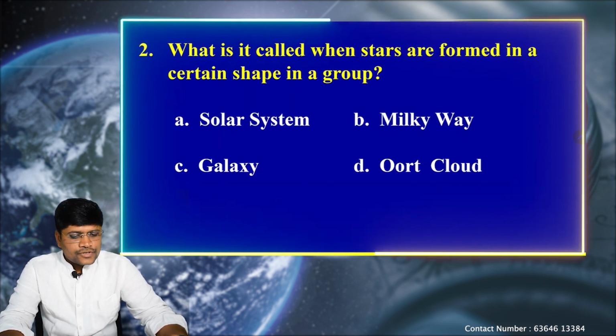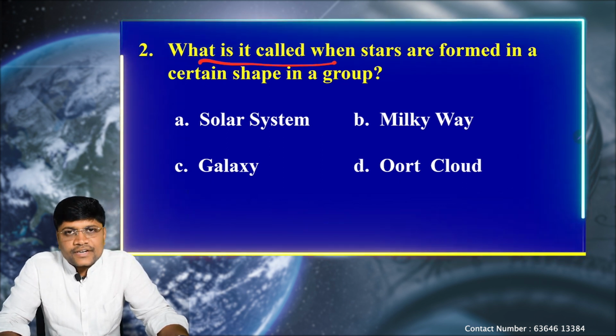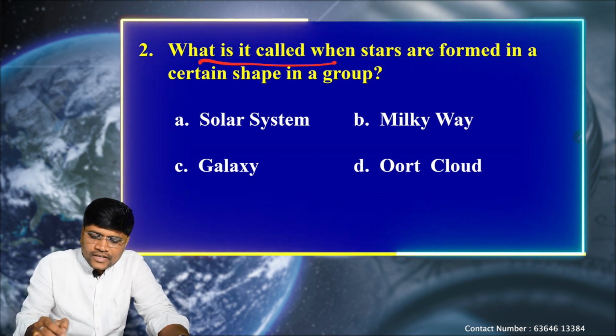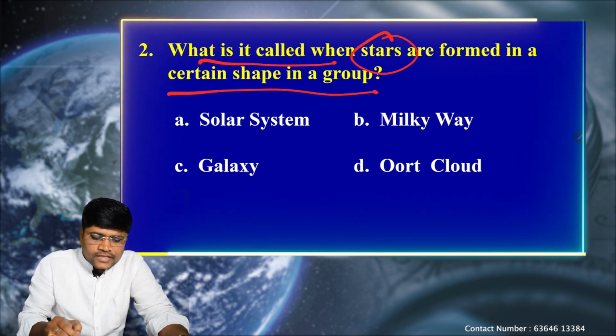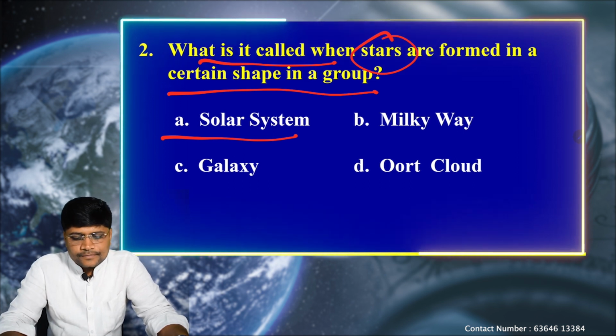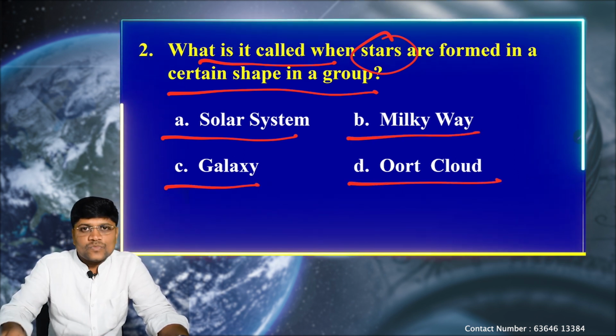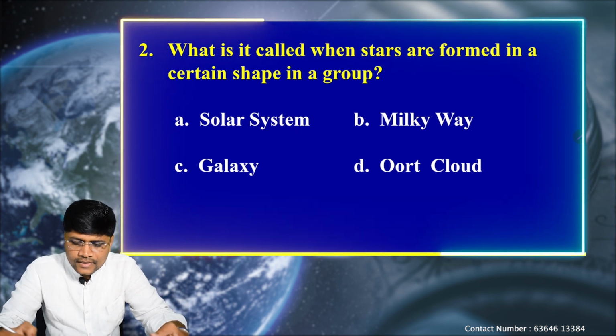Okay. Next question. What is it called when stars are formed in a certain shape in a group? Here the keyword is stars and their certain shape in a group. We have options A. Solar system, B. Milky Way, C. Galaxy and D. Oort cloud. Let's see the discussion.